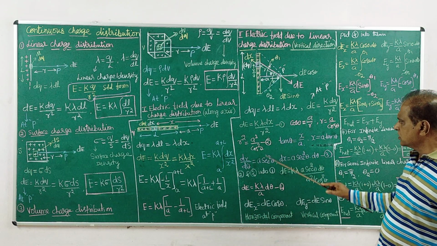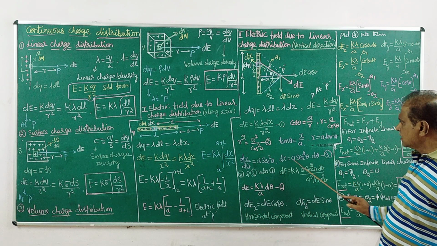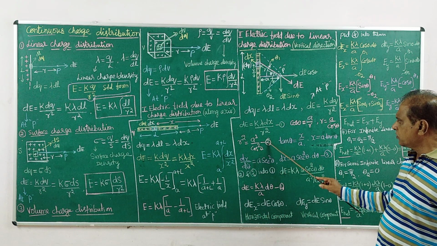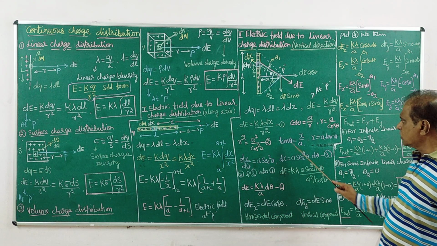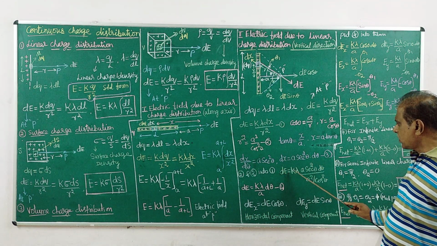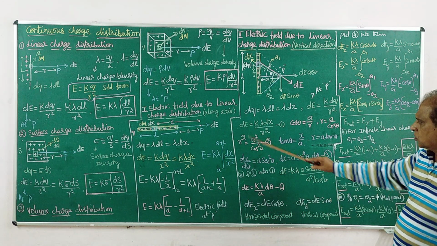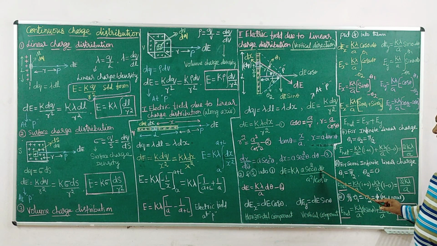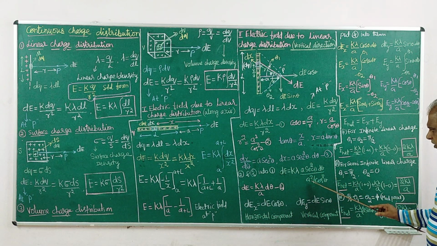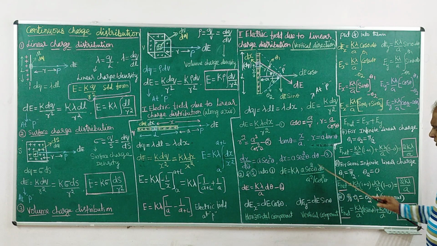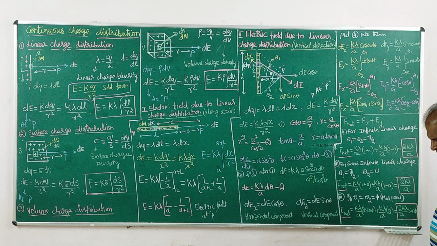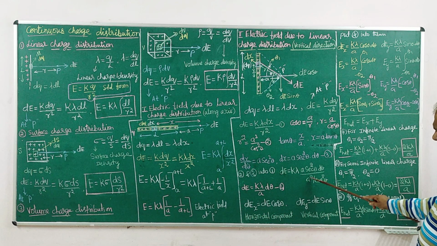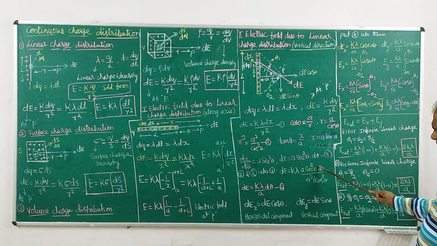So substitute. This is called equation 3. This is equation 2. This is equation 1. Put equation 2 and 3 into equation 1. That is what we get. dE is equal to k lambda into this secant square theta d theta divided by a square cos square theta. Simplify. The denominator cos square theta goes to the numerator, a square.